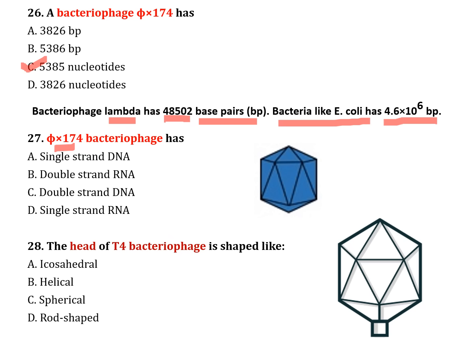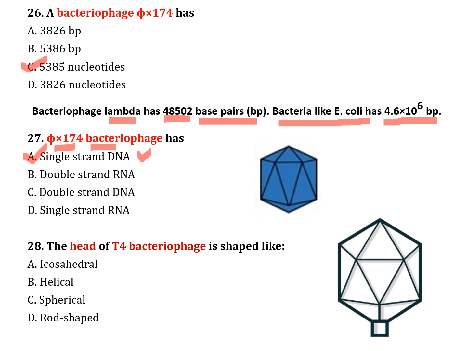Phi X 174 bacteriophage has option A, single stranded DNA. Option B, double stranded RNA. Option C, double stranded DNA. Option D, single stranded RNA. The correct answer is option A, single stranded DNA. This is the most important MCQ. In most bacteriophages, we see double stranded DNA, but in case of phi X 174 bacteriophage, we see single stranded DNA. The next question, number 28.